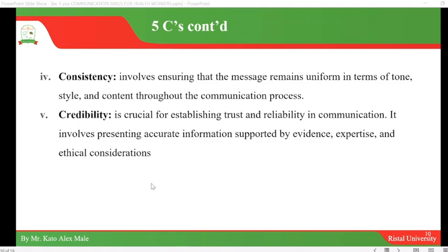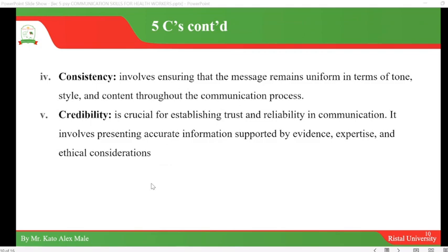And then the fifth C is credibility. This is crucial for establishing trust and reliability in the communication. Someone will take your communication seriously if it is credible. This involves presenting accurate information supported by evidence, expertise, and ethical considerations. Do not speak wrong information, in other words. And if it needs to be referred, please refer. Provide a reference to what you're saying.